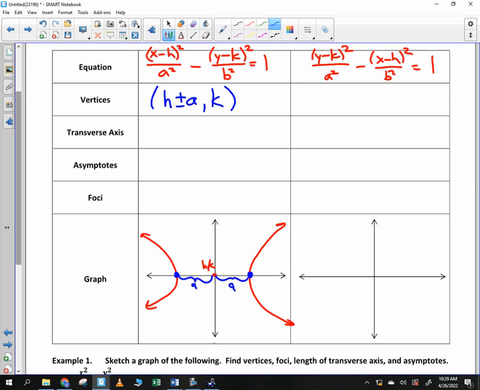The length of the transverse axis. The transverse axis is the segment that joins the two vertices. Can somebody tell me what that length is? 2a.